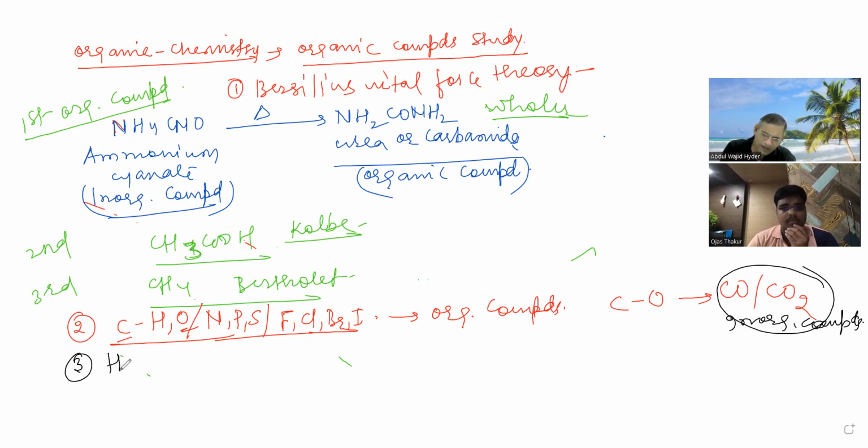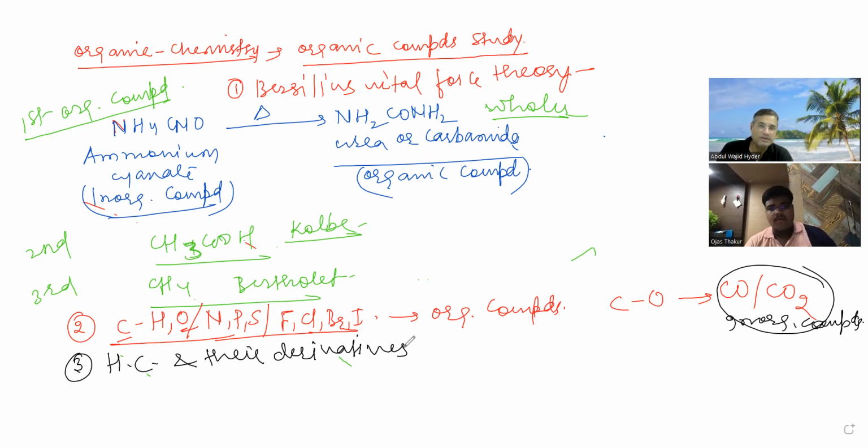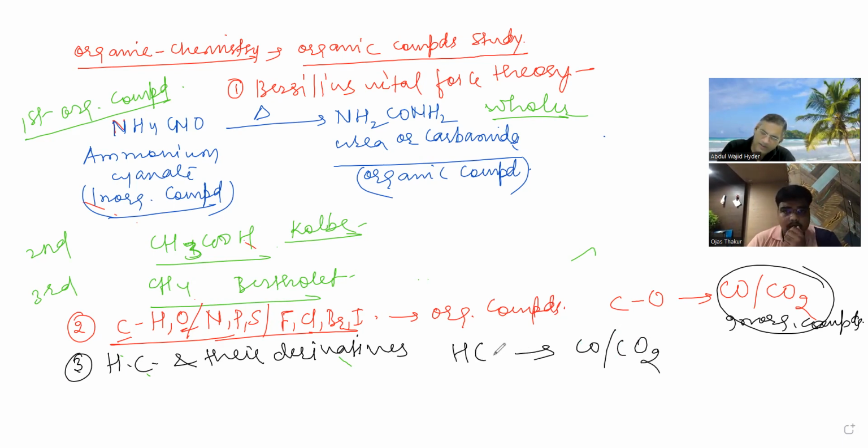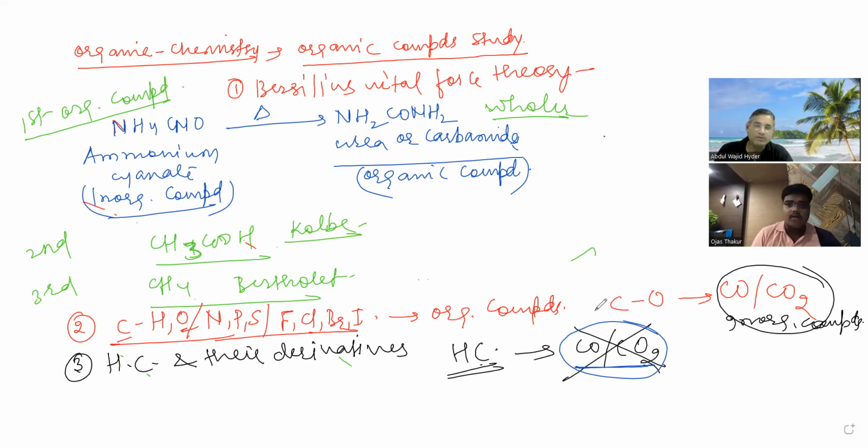Then the third definition was given: hydrocarbons and their derivatives. Any hydrocarbon, and whatever compounds you make from hydrocarbons, all such compounds which are derived from hydrocarbon will be known as organic compounds. Since CO and CO2 can't be derived from hydrocarbon, that is why CO and CO2 are not organic compounds. In last class, you asked me about this point, why CO and CO2 are not organic compounds. They are not organic because they can't be derived from hydrocarbon. Fine.